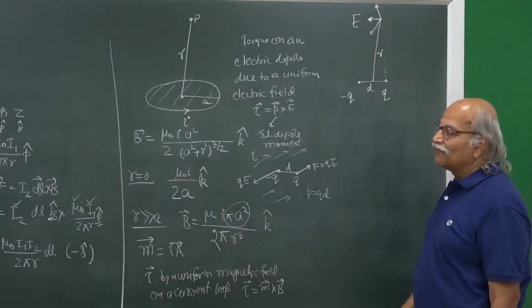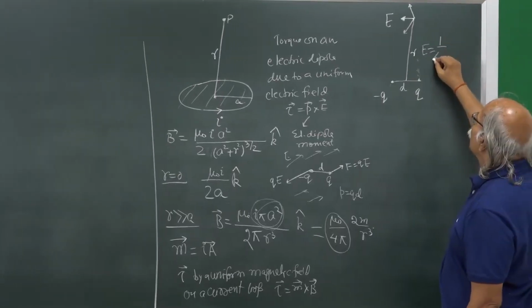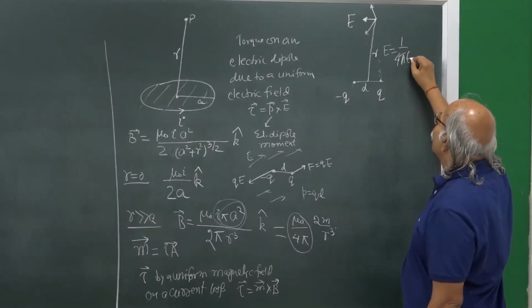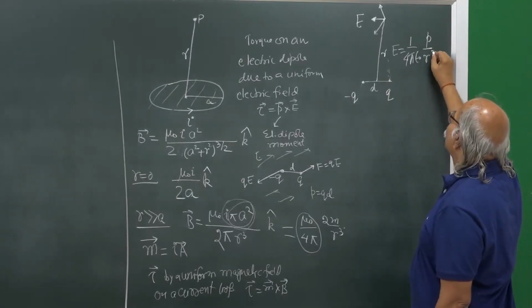And if you calculate, you find that E is 1 by 4 pi epsilon naught times the electric dipole moment divided by r cube.